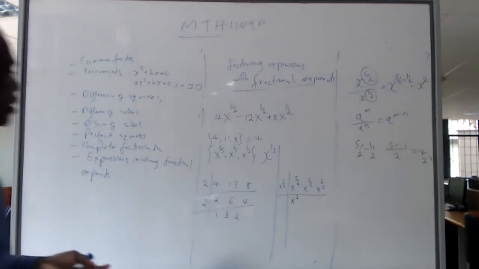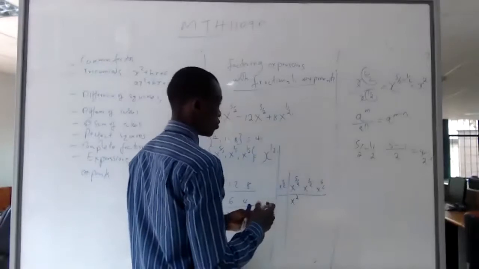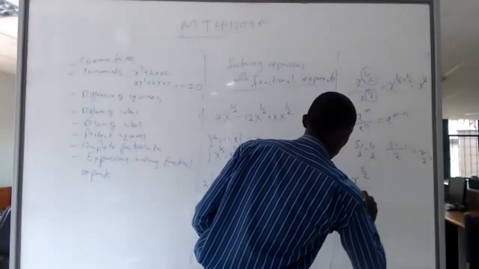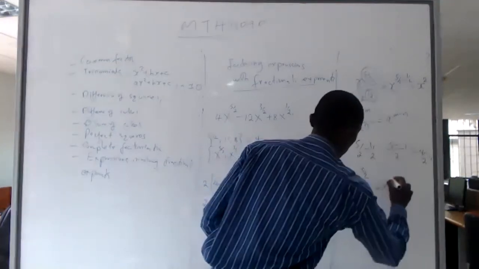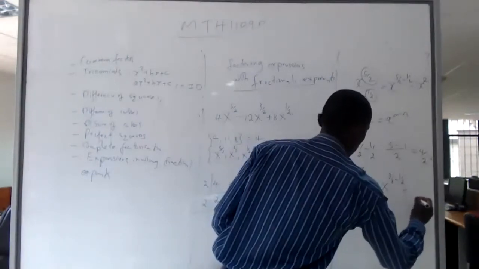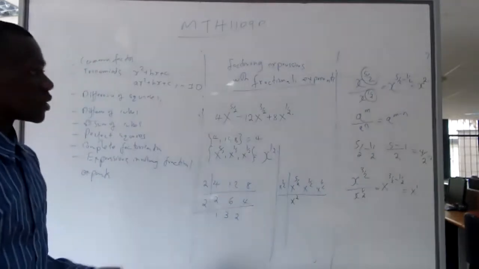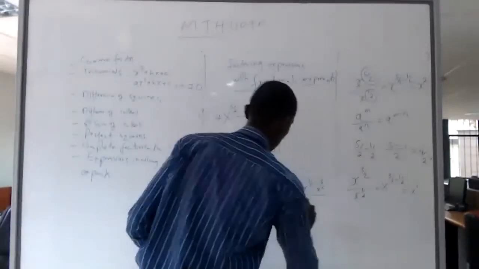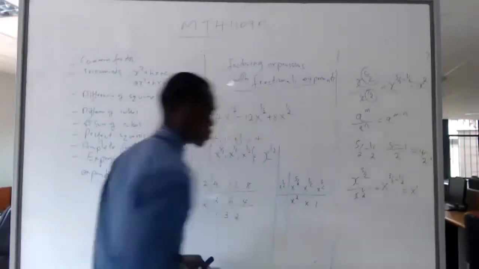Great. Then the next is x power 3 over 2. We do the same. You want x power 3 over 2 divided by x power a half. As I said, subtract the exponents. 3 over 2 minus a half is going to be x power 1. 3 halves minus a half is 1. So this is x. And then x power a half into x power a half is just 1.